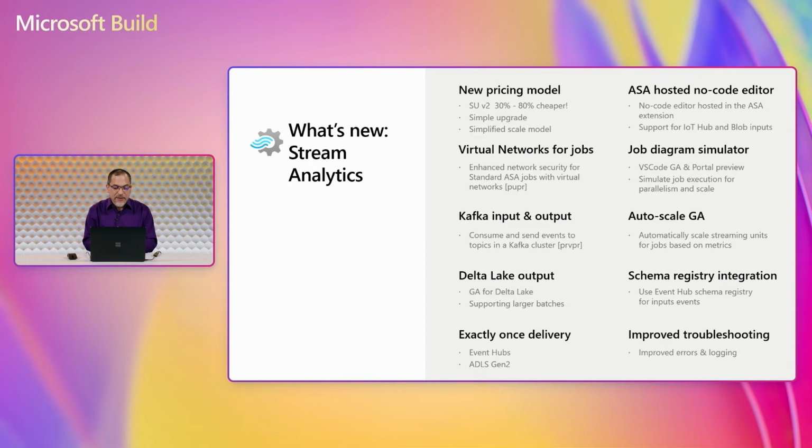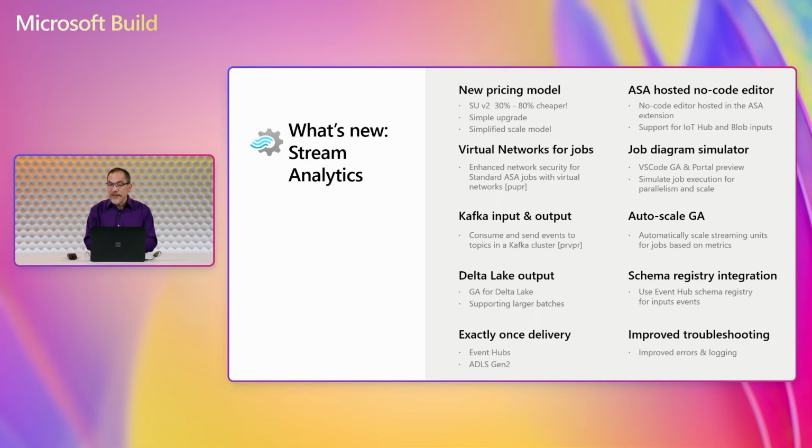Virtual networks for jobs. Before, we had virtual network support in the dedicated offering of Stream Analytics. Now we're bringing that into the standard offering. So now you have enhanced network security for your standard ASA jobs with virtual networks. And so that's coming in public preview.